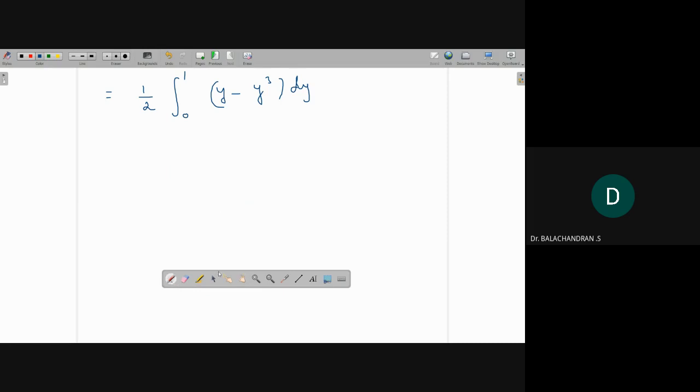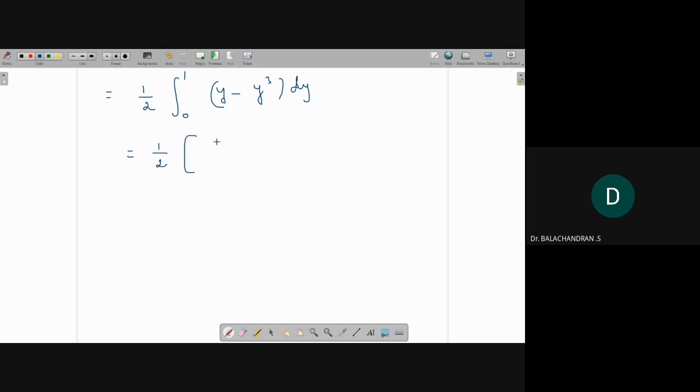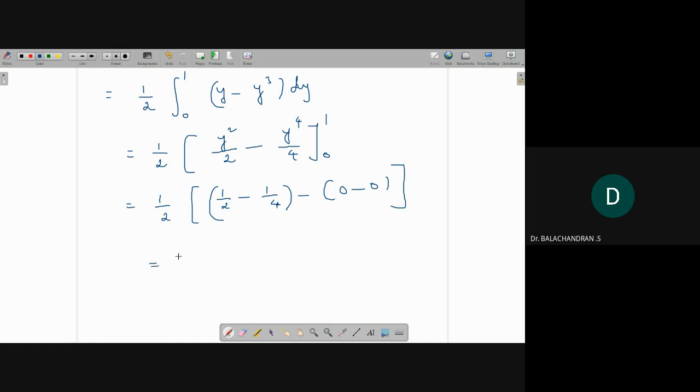Now, integrate with respect to y. 1 by 2 y dy, if you integrate, you'll get y square by 2 minus y power 4 by 4, limit is from 0 to 1. So 1 by 2, upper limit, 1 by 2 minus 1 by 4, lower limit, 0 minus 0. So this is 1 by 2. If you take LCM, 1 by 2 minus 1 by 4 is 1 by 4. So this is 1 by 8. Final answer is 1 by 8.